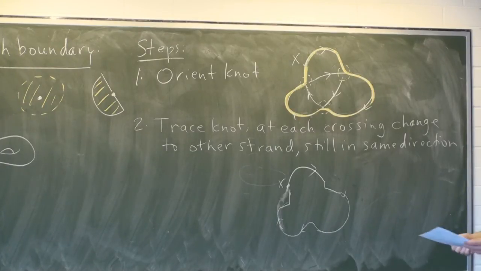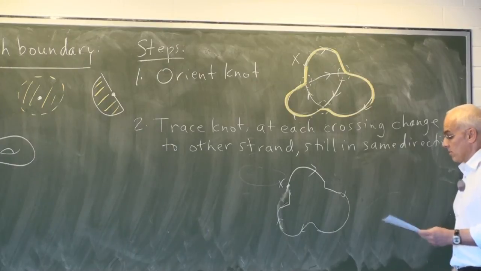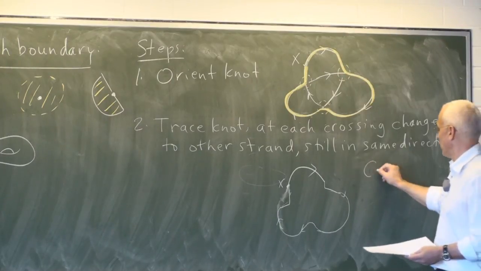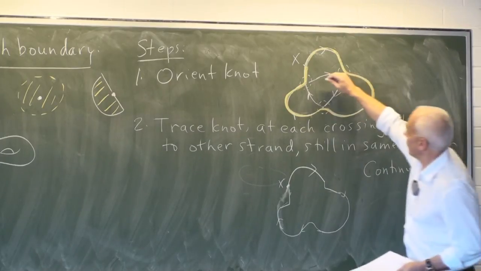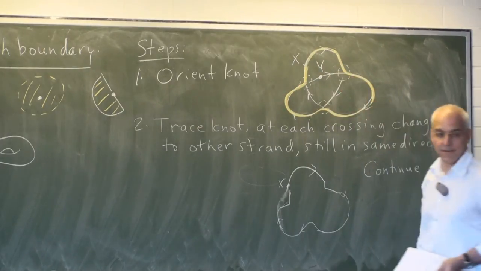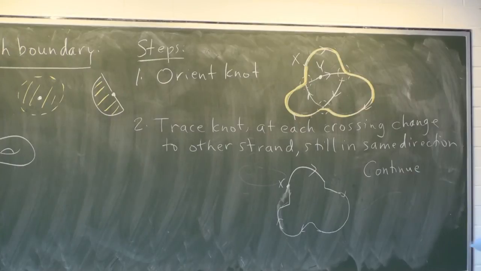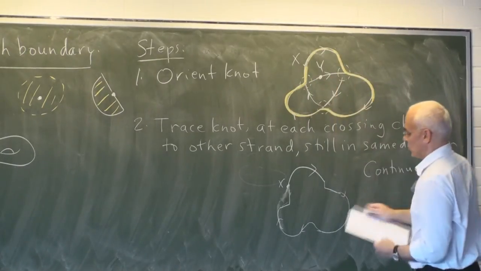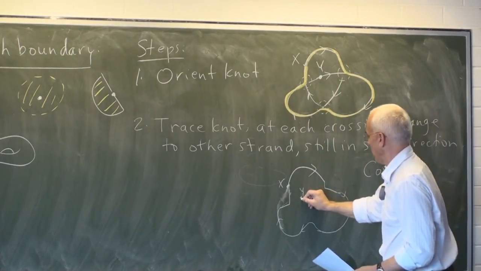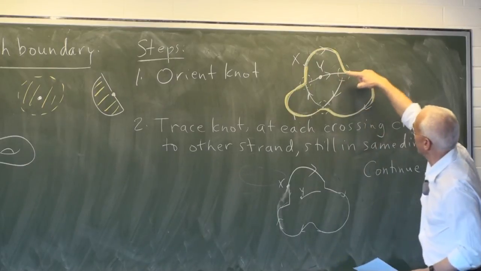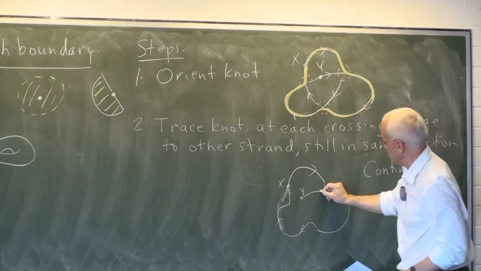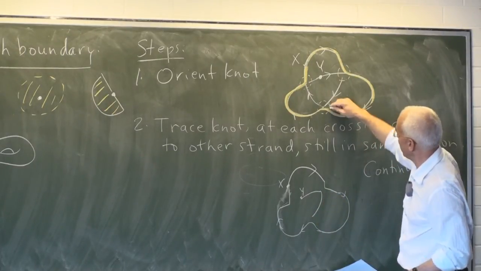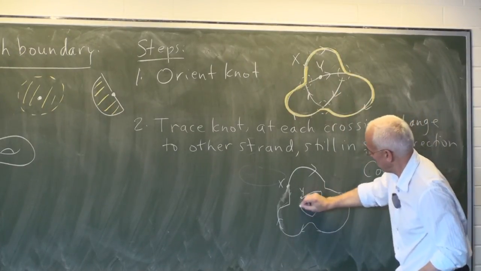All right, so now what we do is we continue. We choose another point, let's say Y, and we do the same thing for that. We head off in the direction of Y until we get to the crossing, and then we have to change to the other strand. It means we're just going to go like this. And then here we change, go back to that.